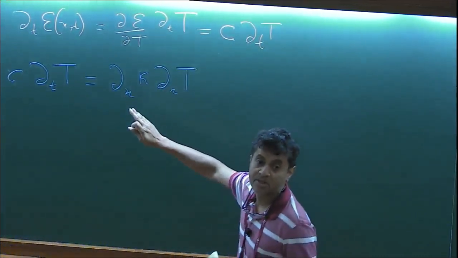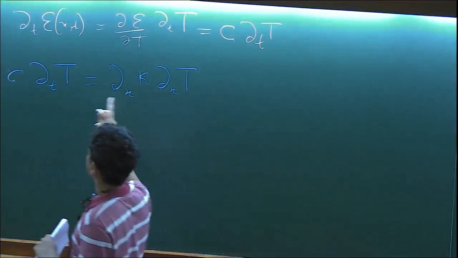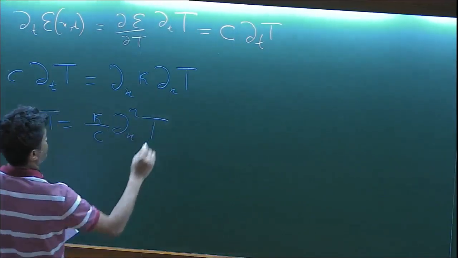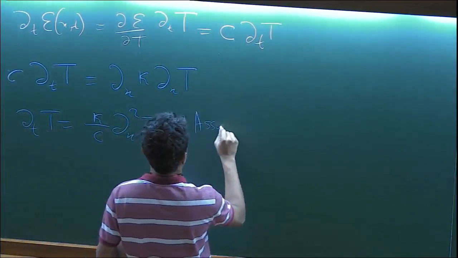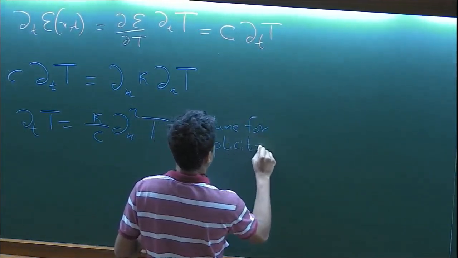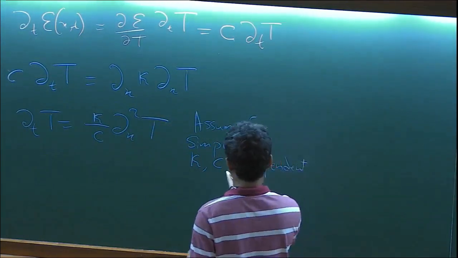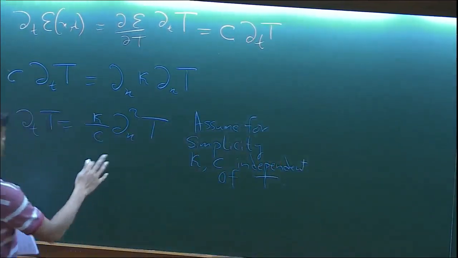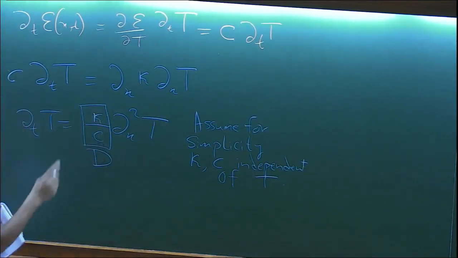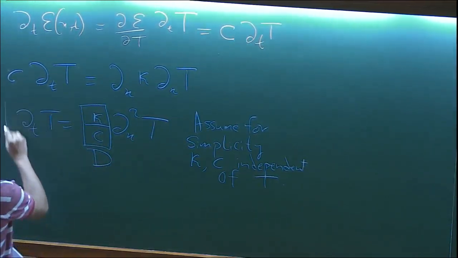Let's assume, just for simplicity, that the thermal conductivity is independent of temperature. Then I can bring the kappa outside, and you can see that this looks like the diffusion equation. This thing, thermal conductivity divided by specific heat, has dimensions of a diffusion constant, meters squared per second. So this is the heat diffusion equation.